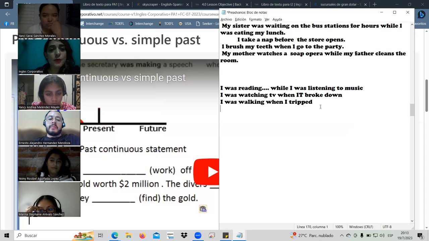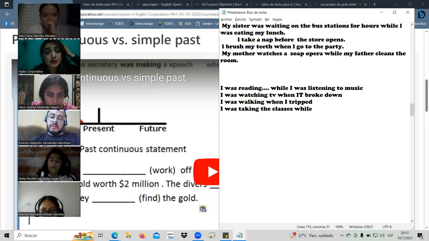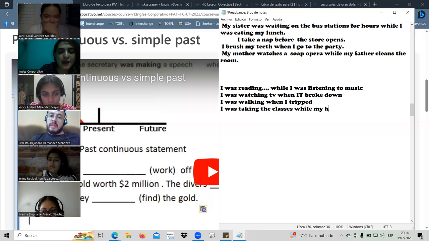Okay, give me another example with while, Brandy, and the rest give me examples as well. I was taking the classes while somebody called me. If we say while, we use both actions in past continuous. While es mientras. Me estaba bañando mientras oía música. There we use past continuous as well. I was taking the class while my husband was interrupting.